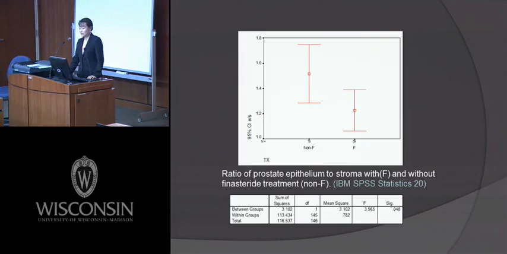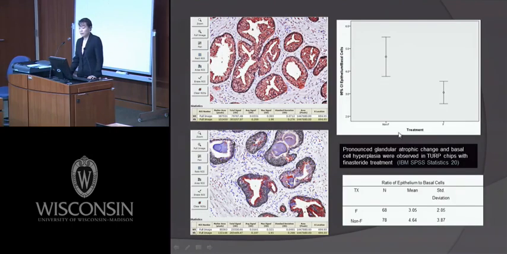So we plot this. As you can see, the y-axis shows the epithelium to stroma ratio, and the x-axis shows you the treated and non-treated group. As you can see, there is a significant difference of the epithelium to stroma ratio in these two groups of patients. And that's with Nuance inForm software.